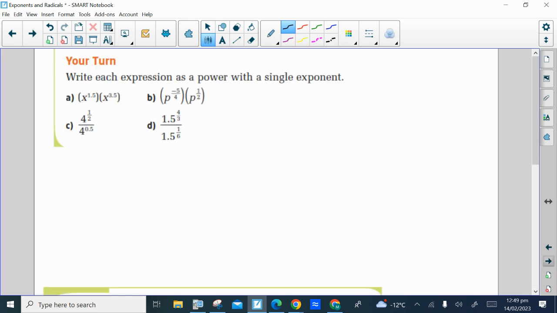So on the next page, same thing. Question A. You're multiplying powers with the same base. The law says you add the exponents and keep the base the same. In this case, the exponents are both decimals that we can add together. 1.5 plus 3.5 is positive 5, so that will give us x to the 5th. There's the answer.